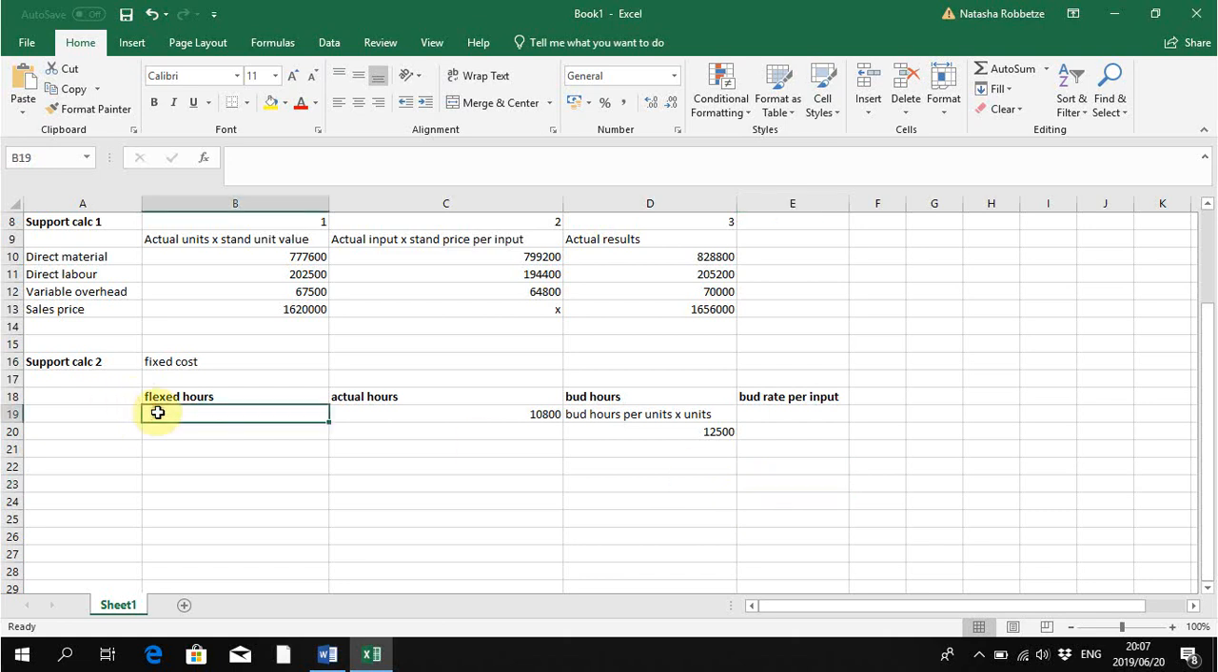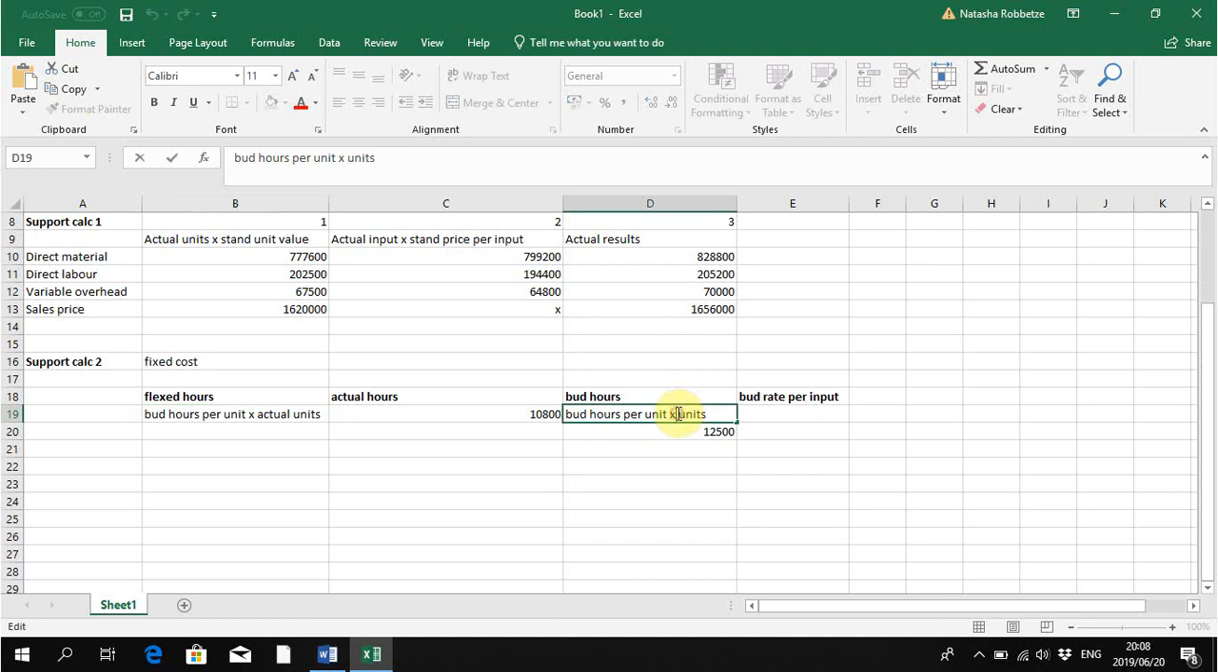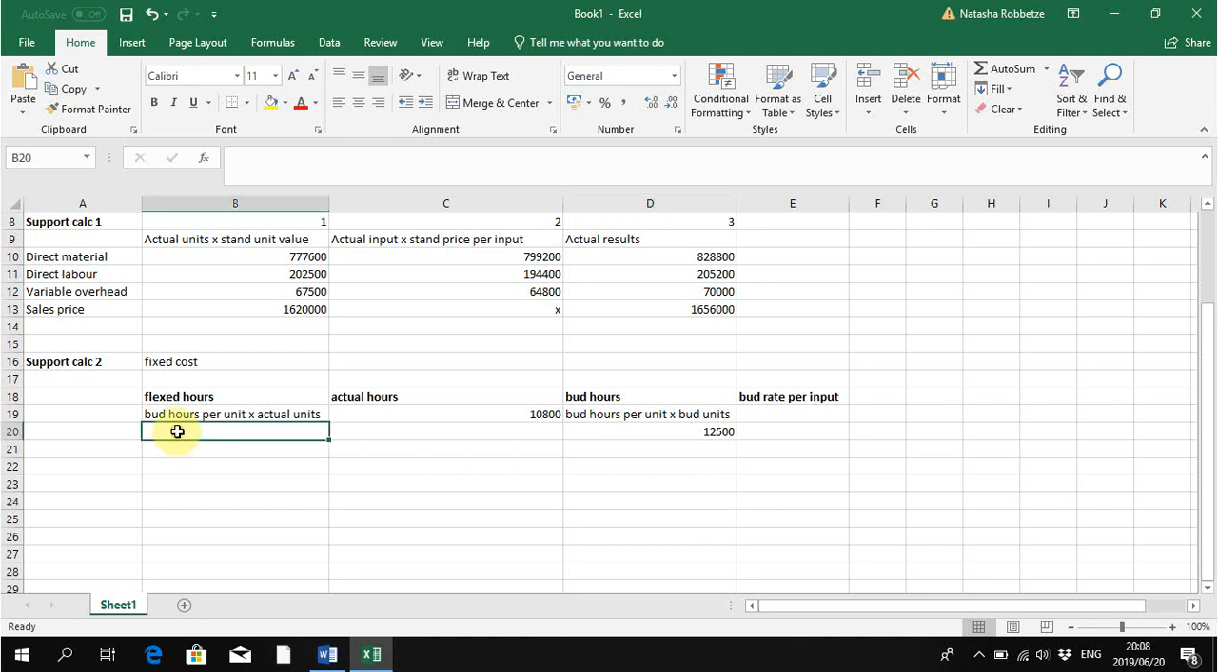The final one that I want to calculate is the flexed hours. So flexed hours will be your budgeted hours per unit. I said per units, so sorry, let's delete the S. Per unit, and we times that by the actual units. So here we times by the budgeted unit when we calculated the budgeted hours. Now we're going to take the budgeted hours for a unit and we're going to times it by the actual units. So it will be 1.25 and we need to times that by the actual units of 9,000 units, which gives us 11,250.